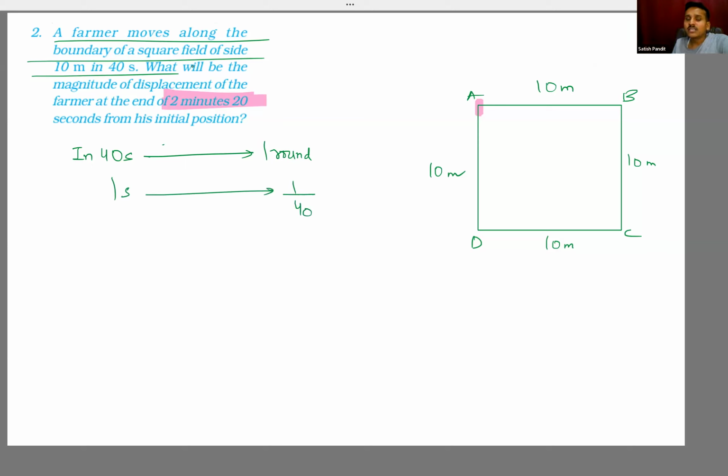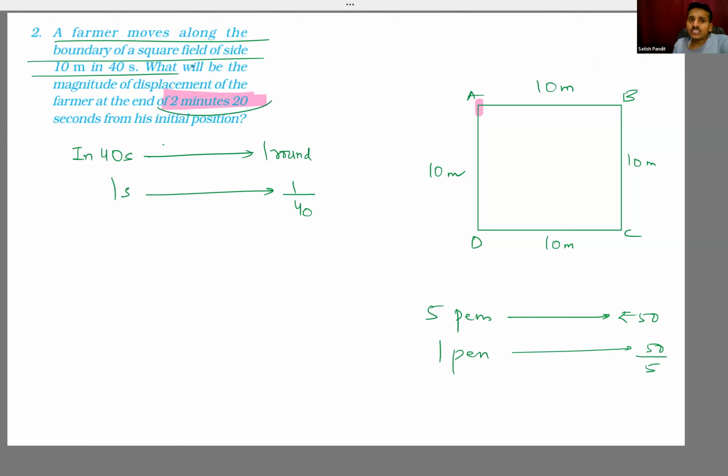It's very simple. Suppose I'm getting 5 pens for 50 rupees. So for 1 pen, what will be the cost? You can easily say 10 rupees, but it is 50 by 5, which is 10 rupees. In the same way, 40 seconds is one round, so in 1 second, it is 1 by 40th of a round.